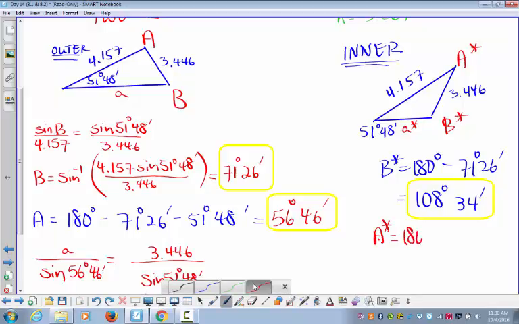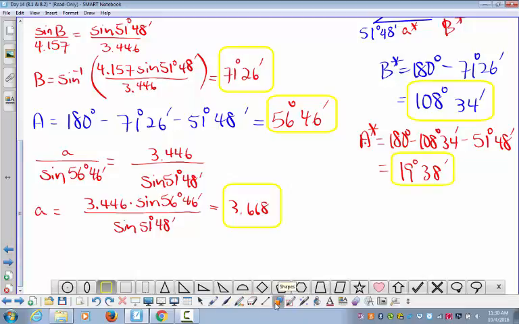A star will be 180 minus 108 34 minus 51 48. And that's 159, 160 and some change. So what do we get? 19 38. I won't put DMS on the test unless it's for an easy one. This gets to be a pain with the calculators trying to keep it all straight. A little bit of extra busy work.